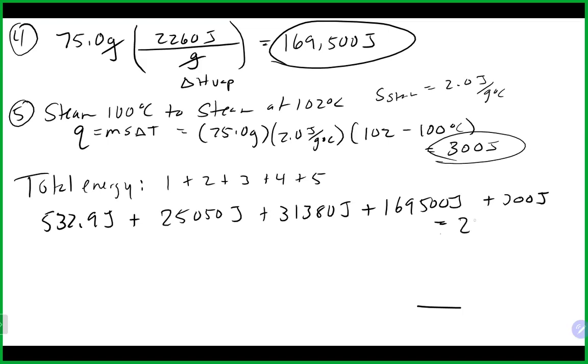About 226,762.9. Maybe we'll clean it up a little bit. We'll go about 227 kilojoules of energy is required to do all of those transitions.